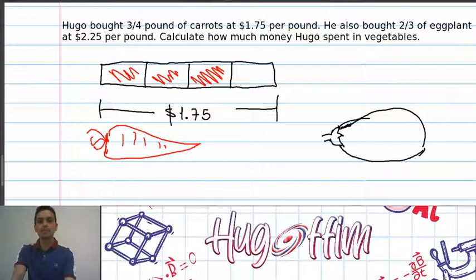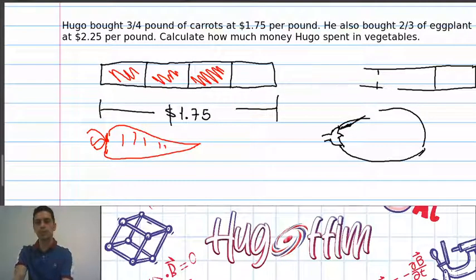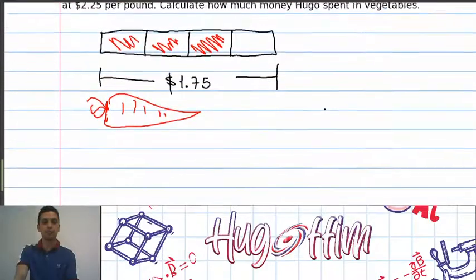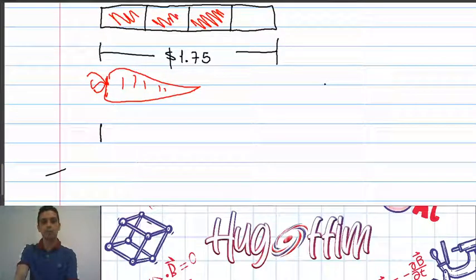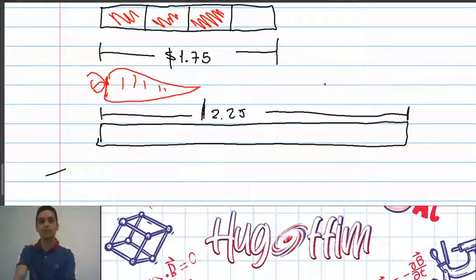And for my eggplant, I'm going to do a bar. I didn't draw it to scale properly because this should be longer, and it should be 2/3. So let's do it down here, just to show you that it's better. I'm going to do another bar that is $2.25, and it's divided in 3 parts. And I'm going to take this part, and this refers to my eggplant.